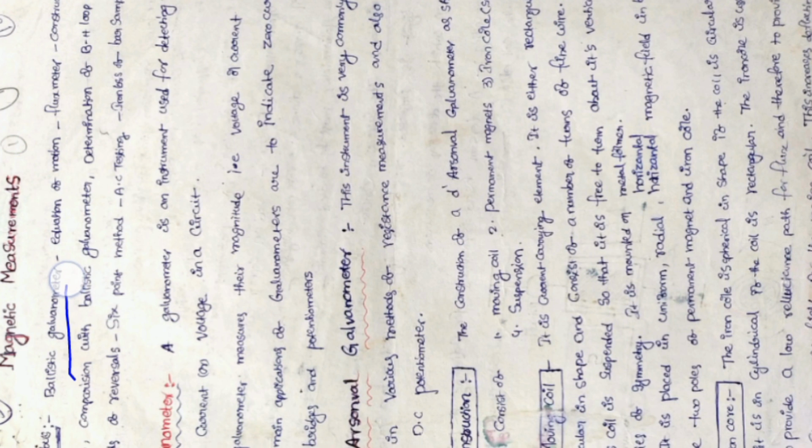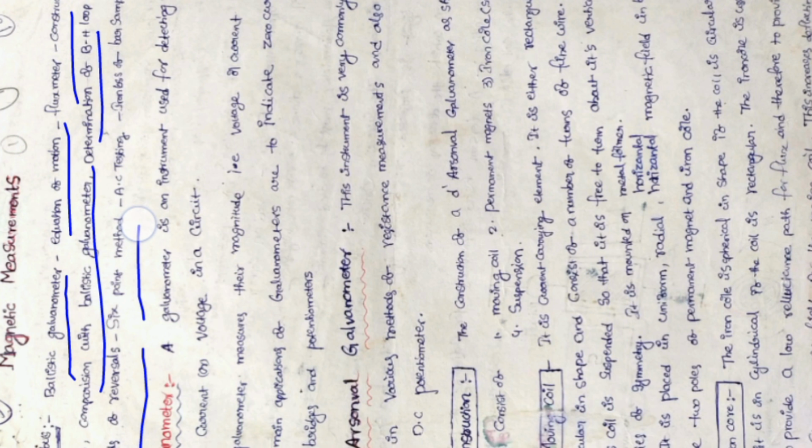Now coming to the syllabus: ballistic galvanometer, equation of motion, flux meter, construction, comparison, determination of BH loop by the method of reversal or six-point method. These are two important tests. And AC testing of bar samples: iron loss of bar samples can be found using the Epstein square. That is about the magnetic measurement syllabus for the third year electrical measurement subject.